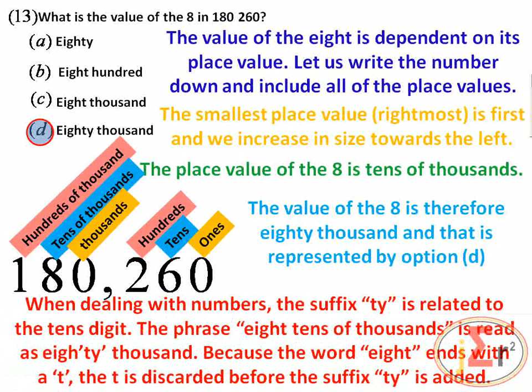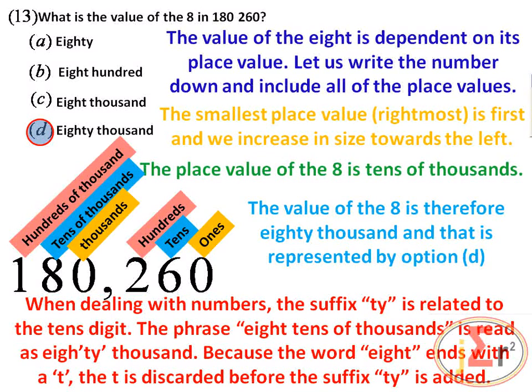When dealing with numbers, the suffix ty, like 60, is related to the tens digit. The phrase 8 tens of thousands is read 80,000. Because the word eight ends with a t, the t is dropped before the suffix ty is added. So 5 tens, that's 50. 7 tens, that's 70. So the suffix ty is related to the tens digit.